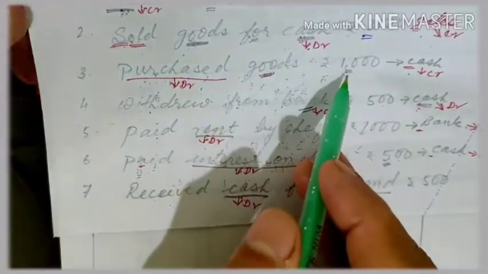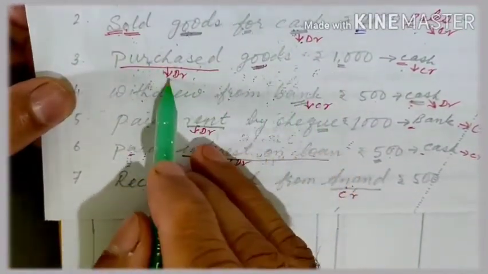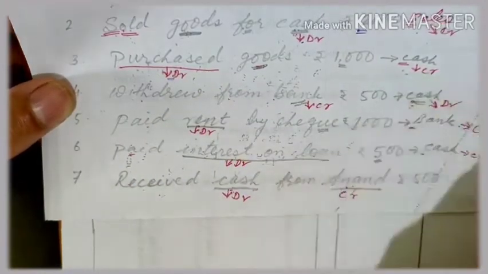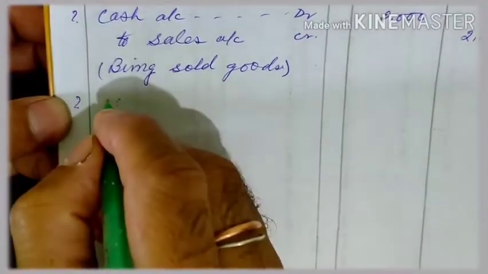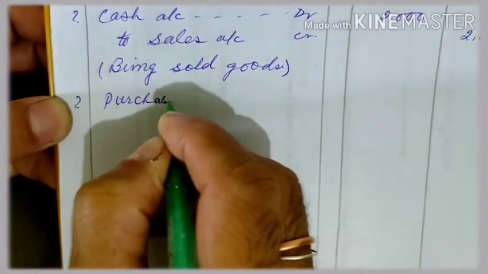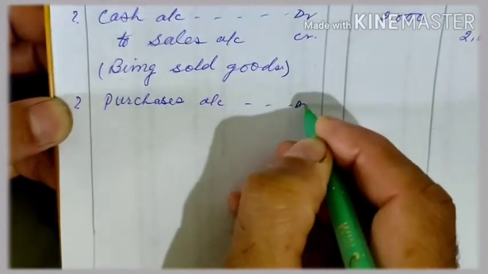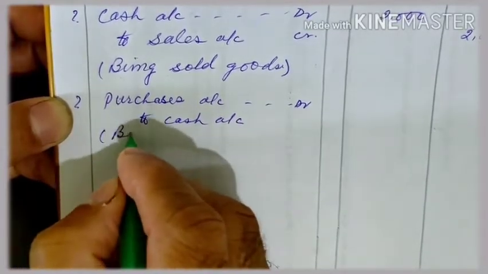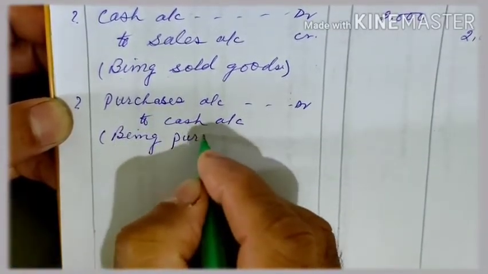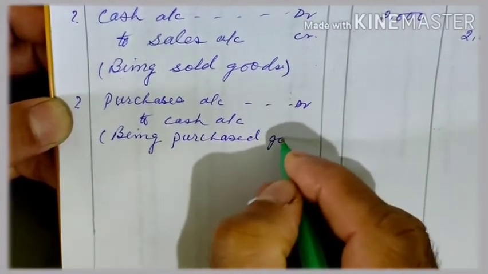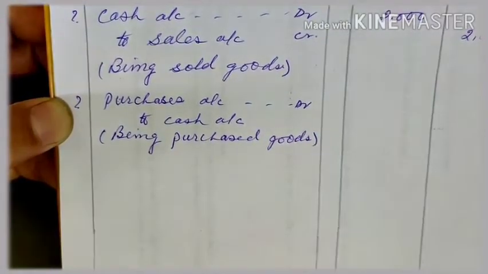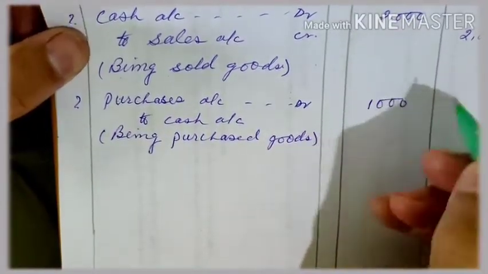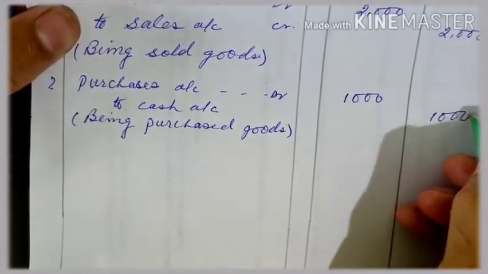Purchased goods for rupees 1,000. Again we have the debit aspects purchased and credit aspects cash. So your journal entry is purchases account debit to cash account, narration here being purchased goods, and the amount is 1,000. So we have here 1,000 on the debit and 1,000 on the credit.